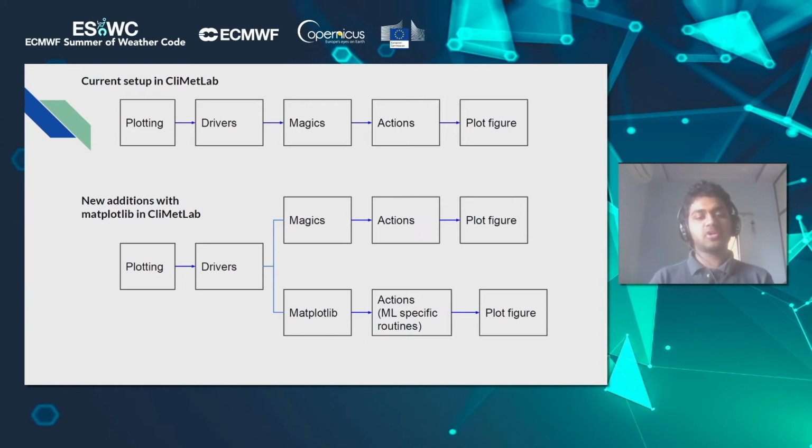But currently, the Matplotlib driver code is not merged with CliMetLab. As I mentioned, it's very much in early development. But once we have merged that, we'll be able to have both. Currently, this is the developer view, but from the user point of view, the user will have both options to use either Magics or Matplotlib. And then the user can plot the training curve with Matplotlib and at the same time get the geographical plot with Magics. So that's the plan with this idea. Next slide, please.